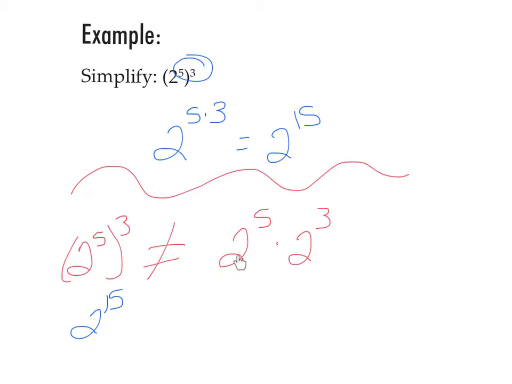Over here, this is 5 2s times 3 2s, another 3 2s. The base is still 2, but here we add the exponents, and this becomes 2 to the 8th, and you can see they are not the same thing. When the two exponents are stacked up on one base, we multiply them. When the two of the same base are being multiplied together, we add the exponents. So that's just a clarification of these two rules.